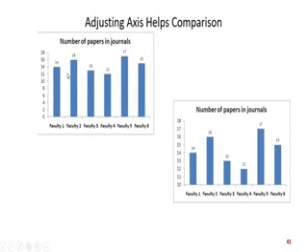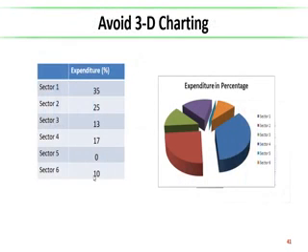And now you see, sometimes adjusting the axis helps comparison. Here you see the number of papers in journals by different authors. Yes, it starts from 0, but none of the teachers has fewer than 10. All have more than 10. So instead of starting from 0, we can start from 10, and then the values become much more comparable. So this is why we adjust the axis.